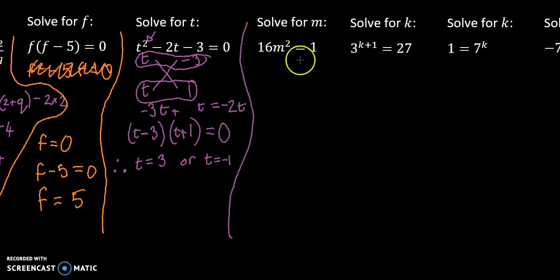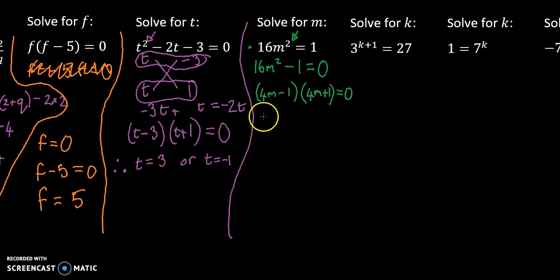Ah, this is a nice quadratic. It's made to look a little difficult because the 1's over there. But as soon as you see any variable to the power of 2, you know you're going to have to do some kind of factorizing. So let's bring over the 1, and now we have a difference of 2 squares. 4m minus 1 and 4m plus 1, they're equal to 0.